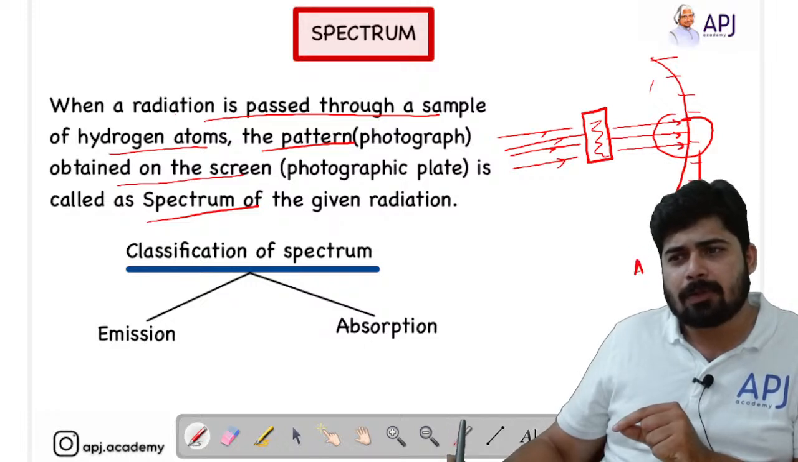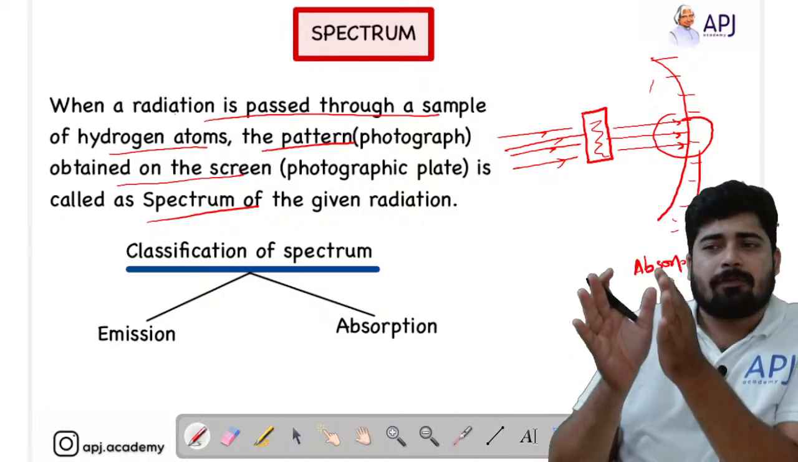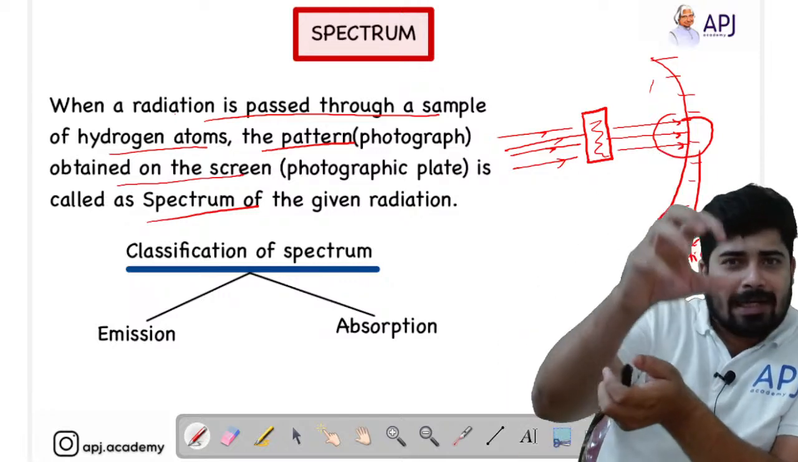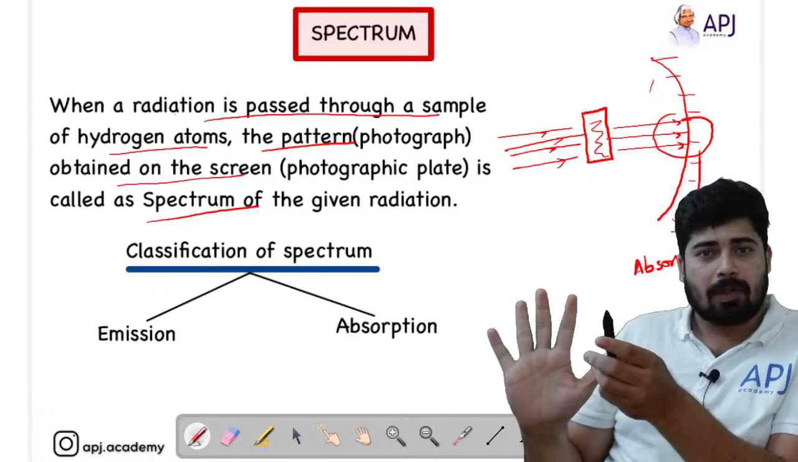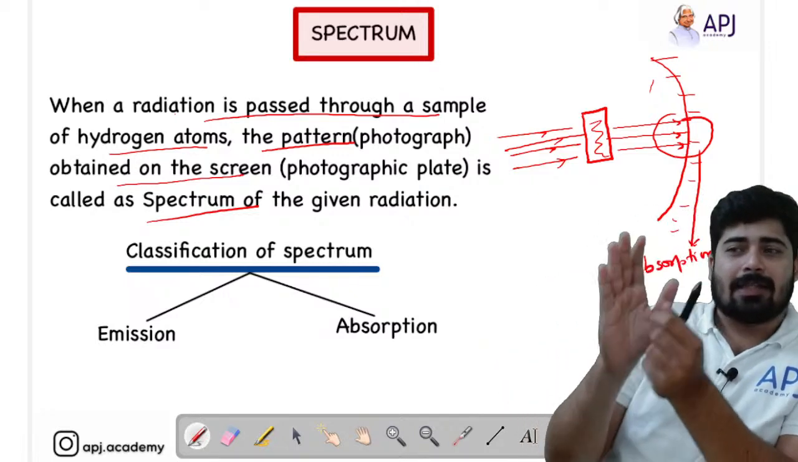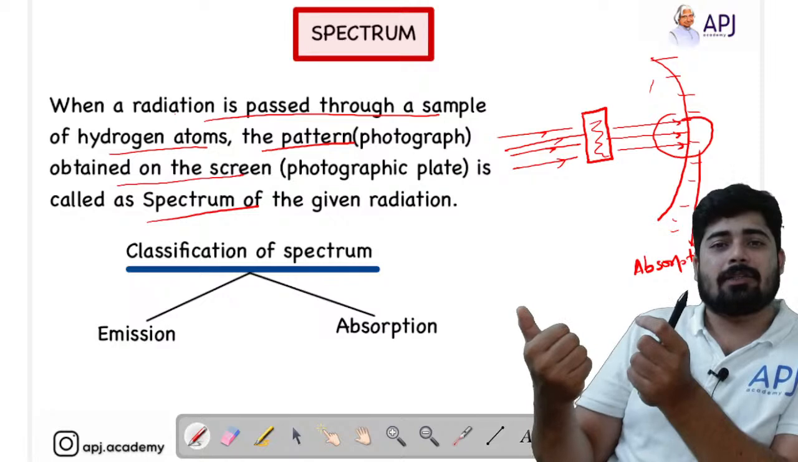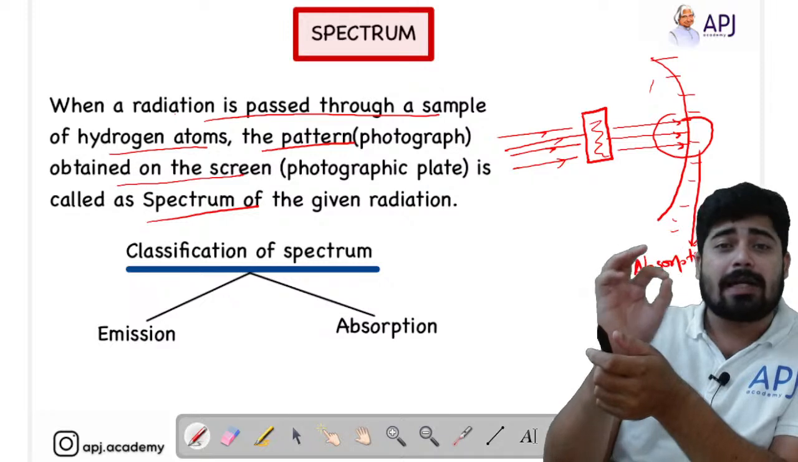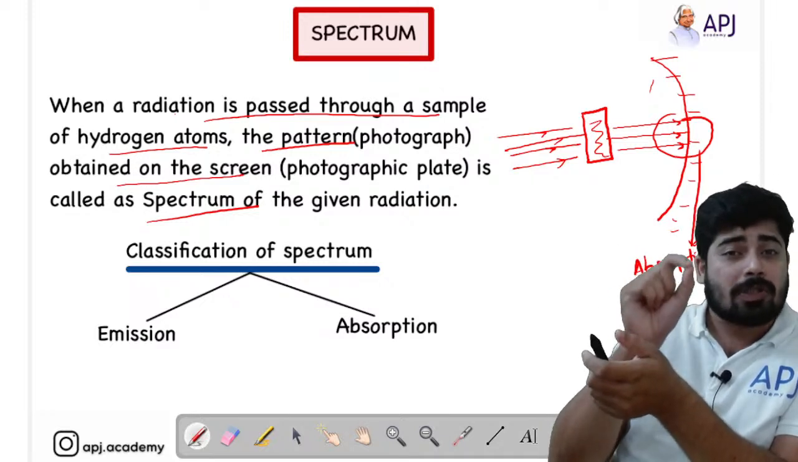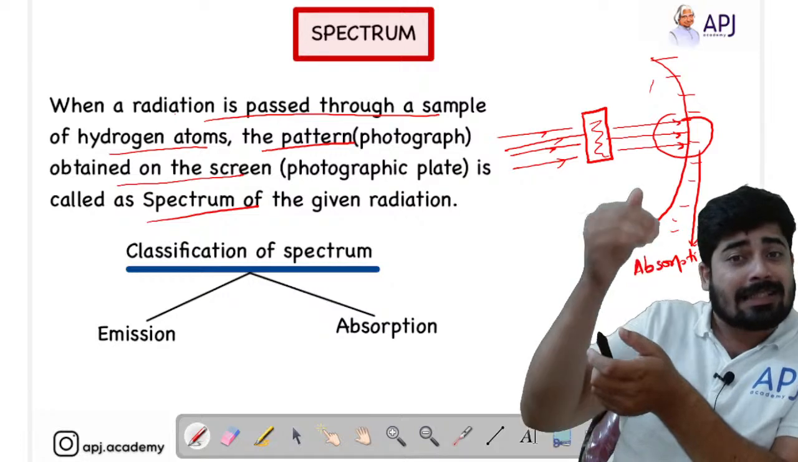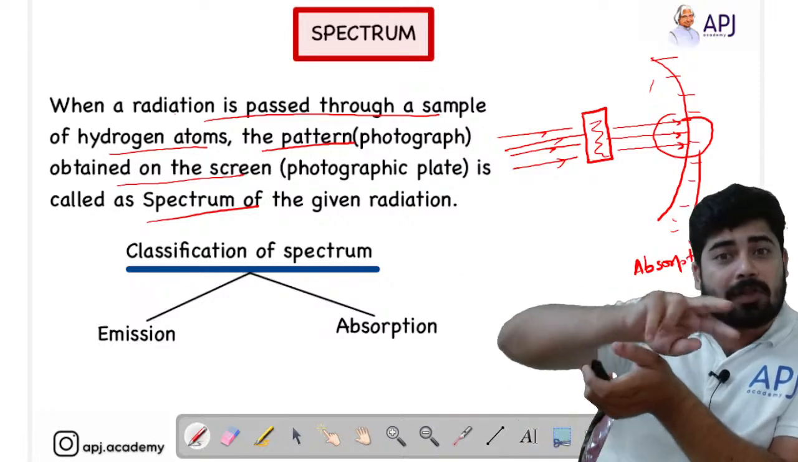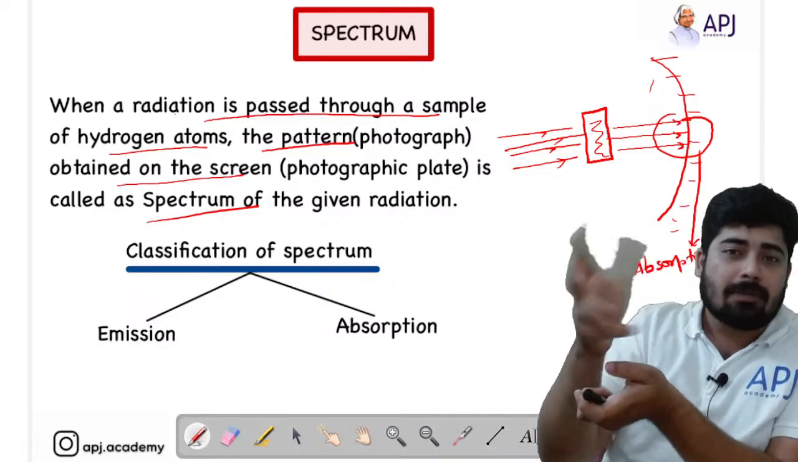Why do I call it the absorption spectrum? I'll explain. We have taken a sample of hydrogen atoms. We pass certain radiations, and some of the radiations are absorbed by the hydrogen atoms, and some are not absorbed. You have to consider what those radiations are which are not absorbed. Those radiations which are not absorbed are the similar radiations which have already been absorbed by hydrogen atoms. So when they come for the second time, the hydrogen atoms do not absorb those radiations.